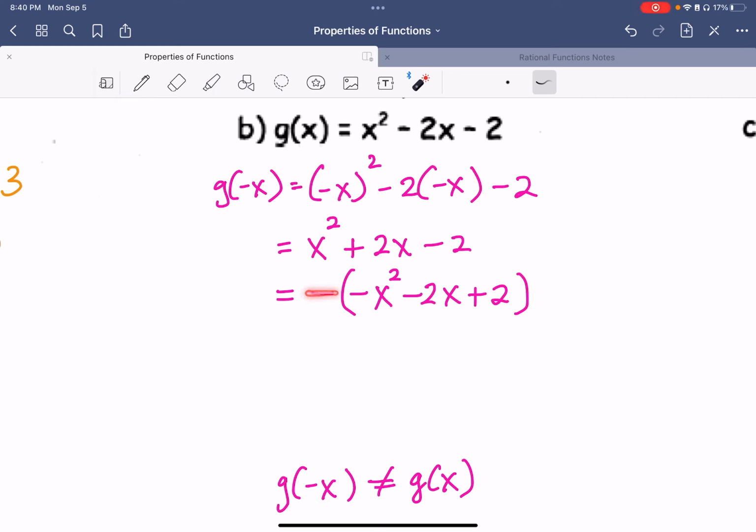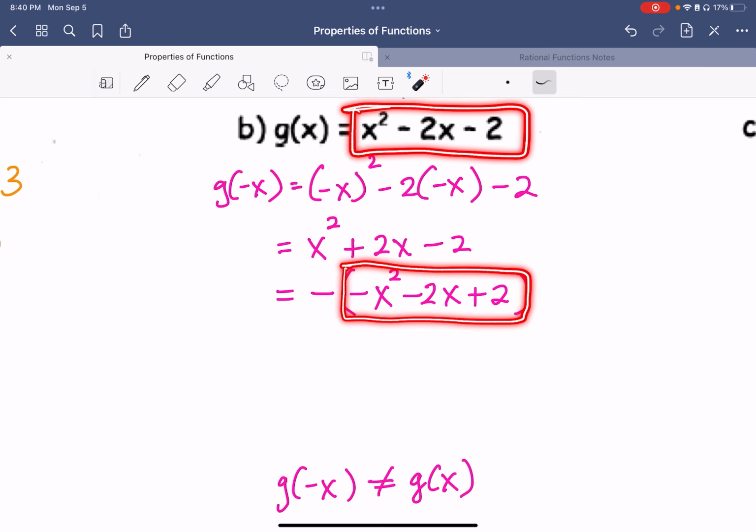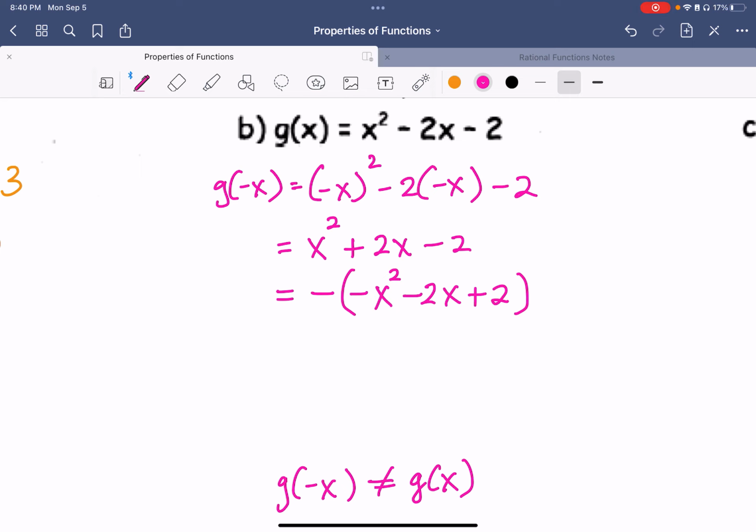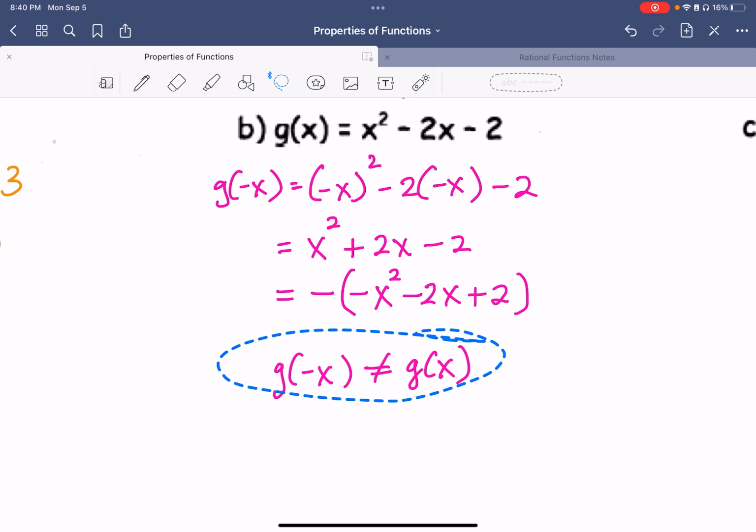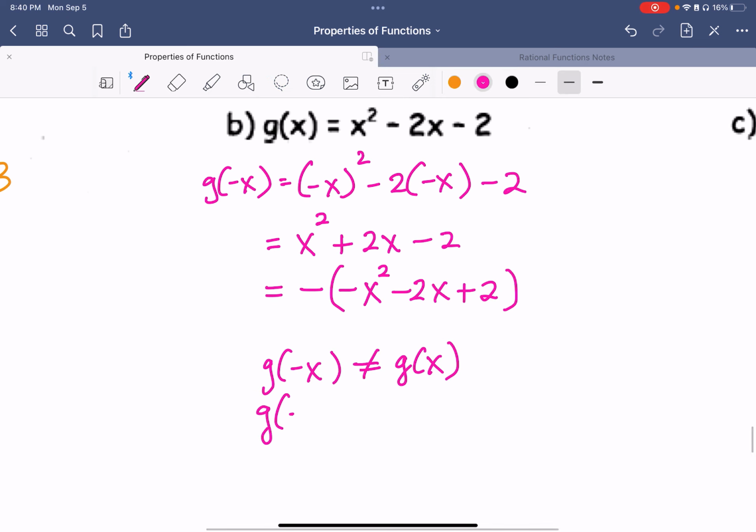Now, ignore this negative for now. All I want you to do is grab the stuff in the parentheses and compare it to the original. Are they the same? You can see that they are not the same. So let me bring this back. We tried testing to see if it was even. It failed. We tried to test to see if it was odd by taking a negative out of it, and it also failed. So yes, you can have a case where it is neither even nor odd, and this is neither.